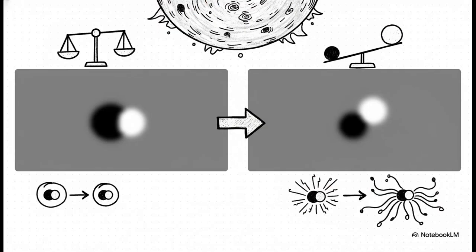And you can see the difference so clearly right here. On the left, that's your standard symmetric BMR. The two spots are the same size. But on the right, that's an asymmetric BMR with an f value of 2.0. Notice how the following polarity, the white spot, is now bigger and more dispersed. That simple tweak makes the model look so much more like what we actually see on the sun.